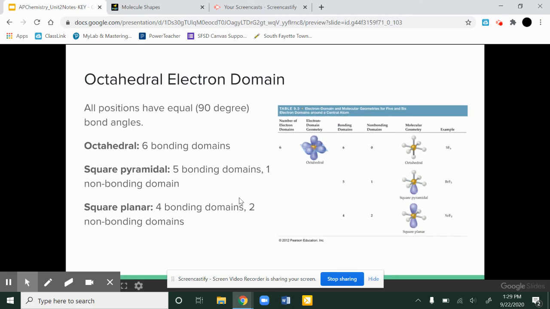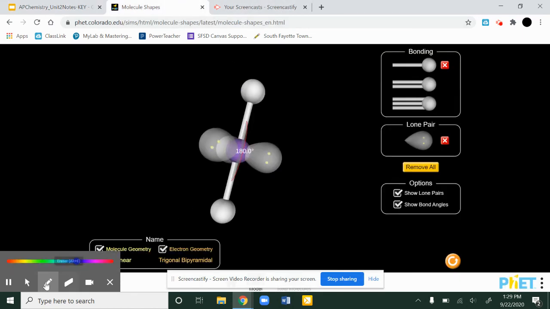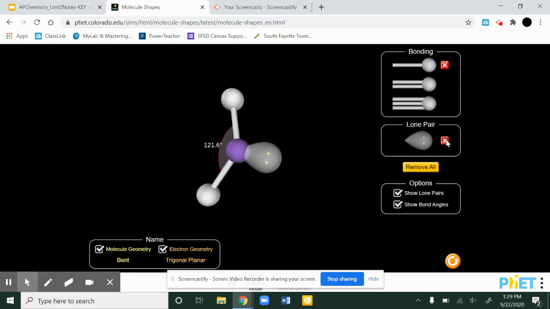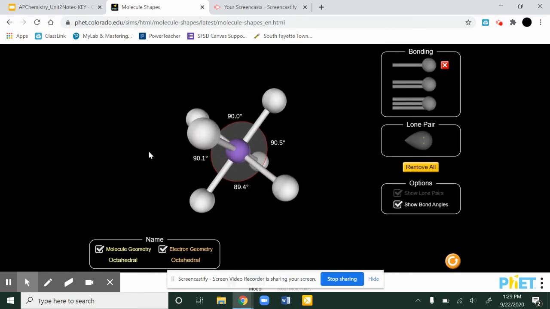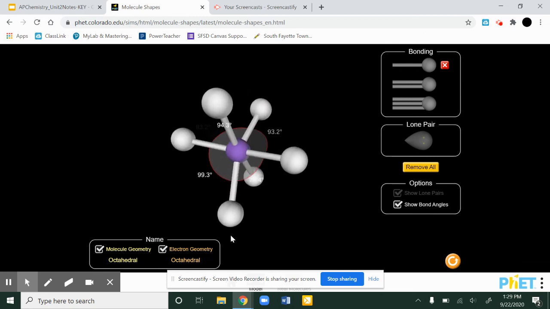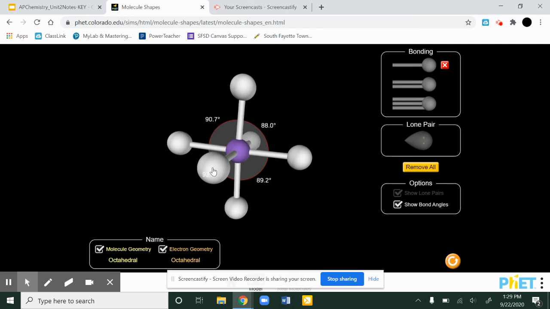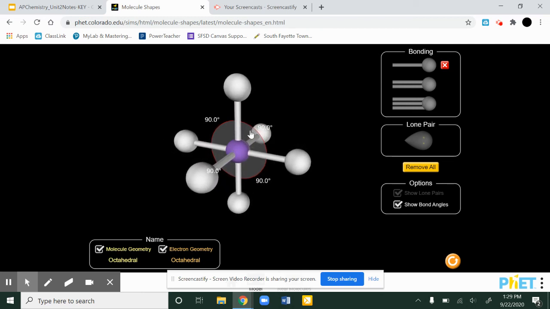The octahedral electron domain has 6 total domains. Within those 6 total domains, we have 3 different sub-molecular geometries. Square pyramidal is included as well, and square planar. And if we go into this simulation, take away our electron pairs, 1, 2, 3, 4, 5, 6. It doesn't matter which way I rotate this, it's all the same in the same direction. All of these bond angles are 90 degrees. This is octahedral arrangement.